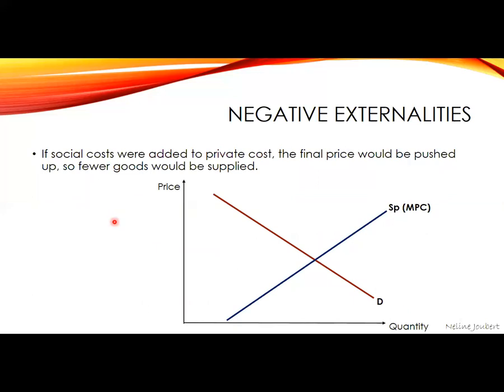When we look at negative externalities, if social costs were added to private cost, the final price of the product would be pushed up, so fewer goods would be supplied. Think about the demand for cigarettes. Let's say the demand for cigarettes is represented by line D, and the supply of cigarettes, the marginal private cost, is represented here. According to market equilibrium, this is the price that we charge for cigarettes, and this is the quantity that is being consumed.